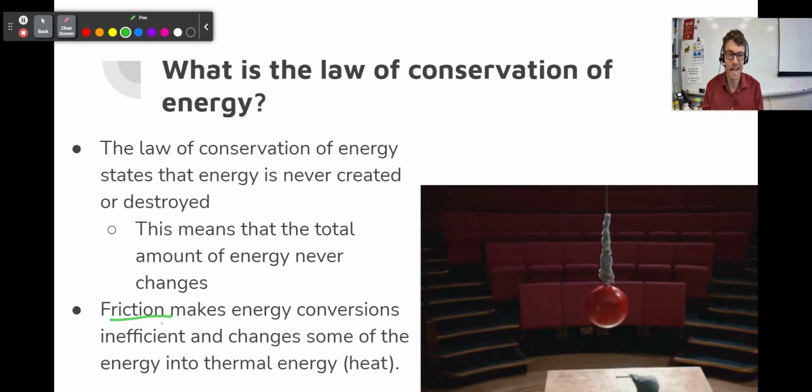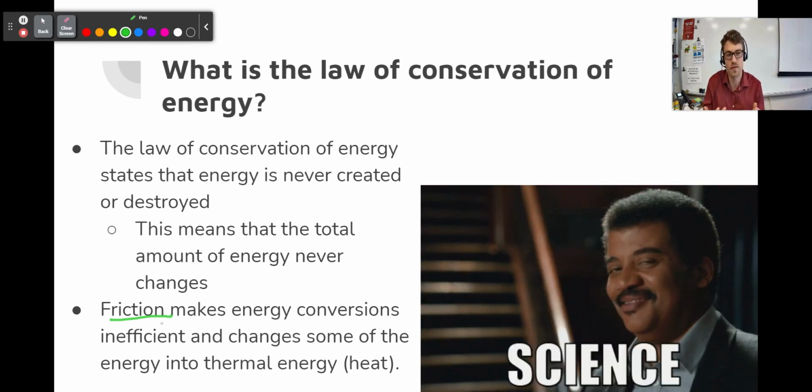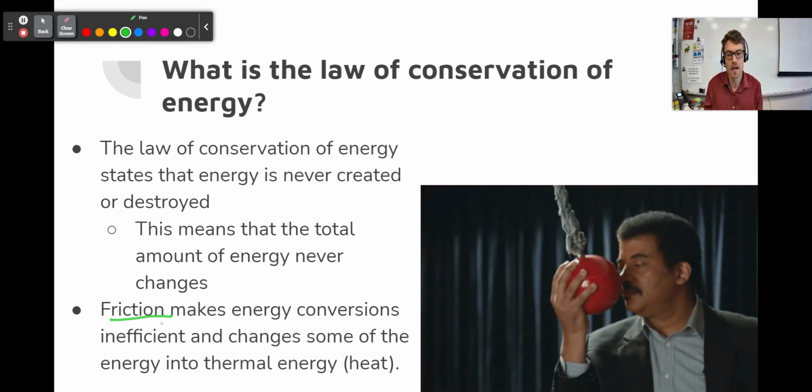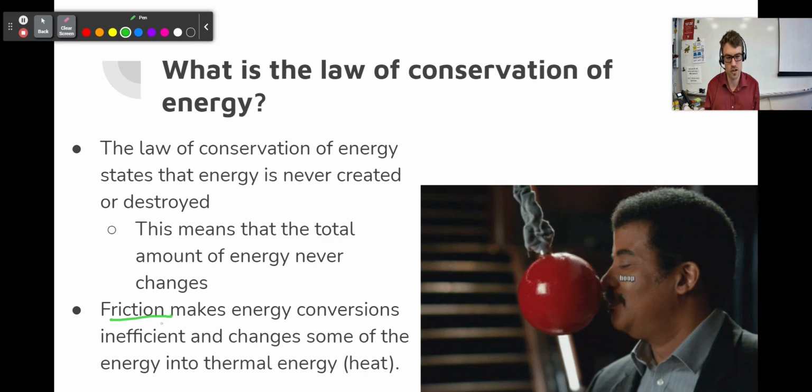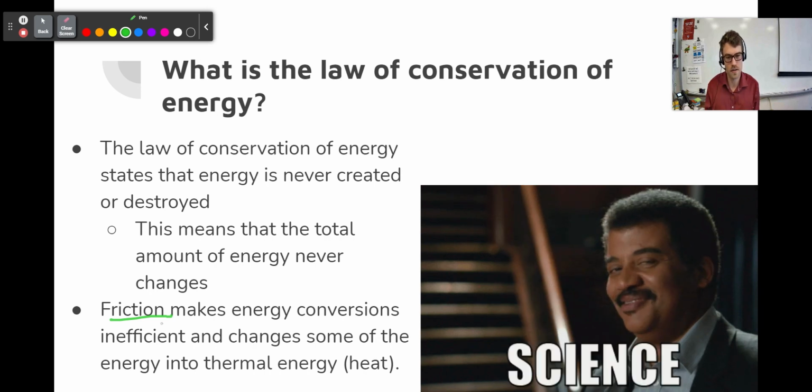And thermal energy can't really be used for a lot. It can make us feel warm, right? It can heat things up, but it can't really do very much. It's not what we would call an organized form of energy. We can't use it for a lot of things, all right?